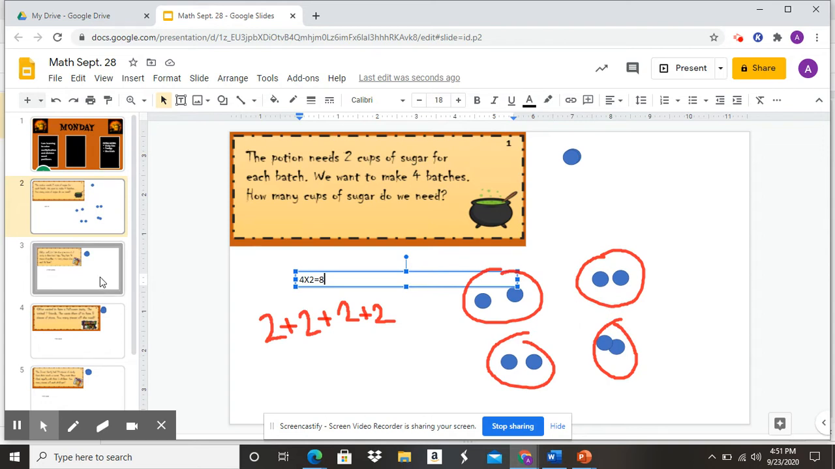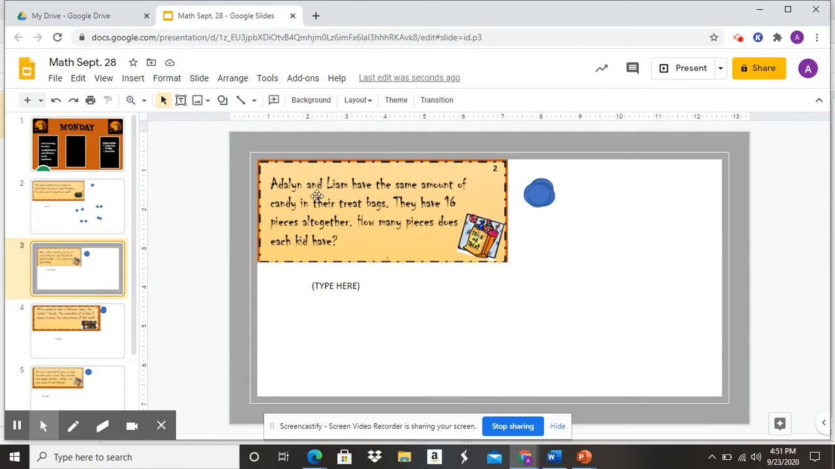So let's go to our next task card and I'm going to read that. Adeline and Liam have the same amount of candy in their bags. They have 16 pieces altogether. How many pieces does each kid have? So in each one of those bags, they have the same amount. I know my total, okay? So when I know my total, that's my dividend.